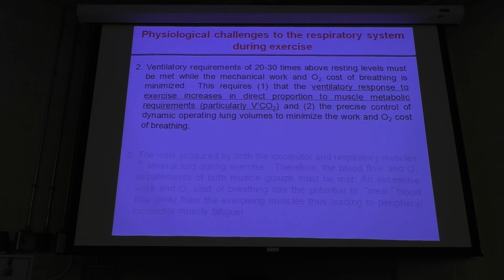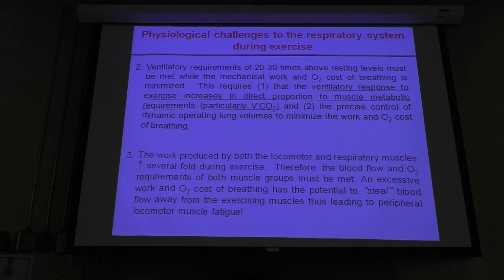And I'll show you later on some evidence of how most people choose to breathe, or they do breathe, in the context of exercise. And third, another challenge is that the work produced by both the locomotor and respiratory muscles increases several fold during exercise. So as you can imagine, blood flow and oxygen requirements of both muscle groups must be met.